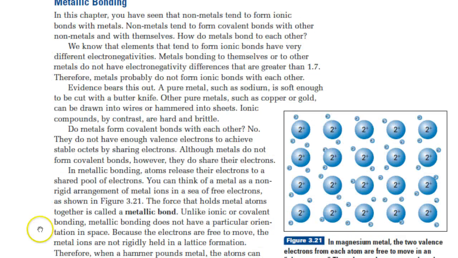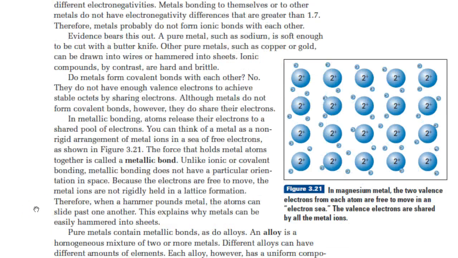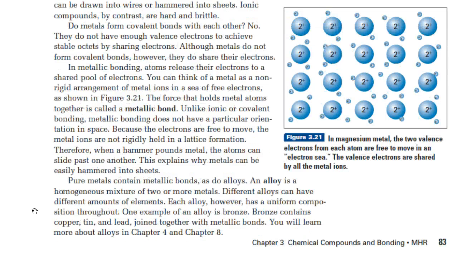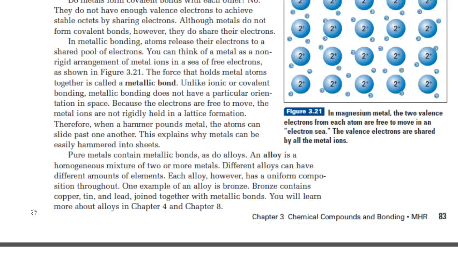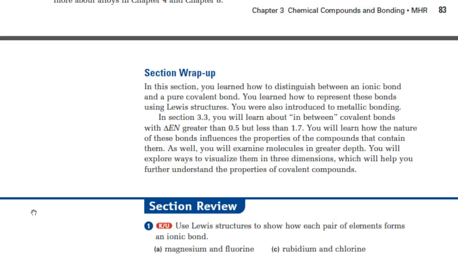And on page 83 we have metallic bonding, where the metallic bonds explain why metals are so much more conductive than everything else, and it's because they have these free electrons and this lattice formation that means atoms are not rigidly held side by side.